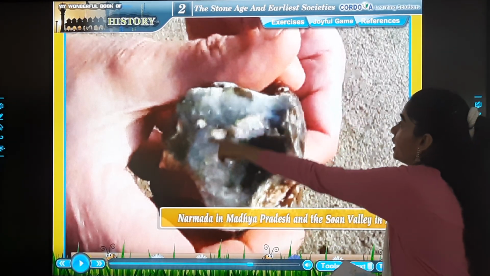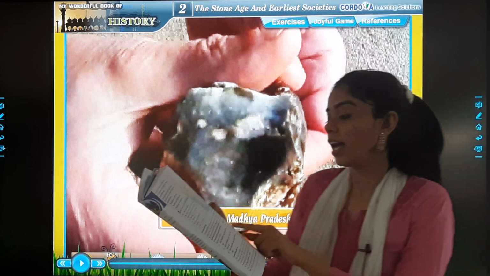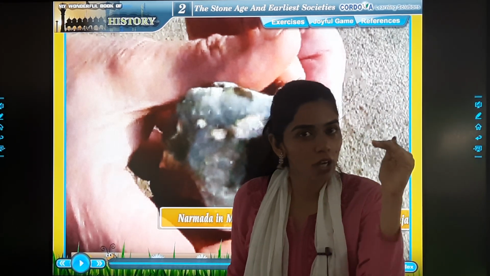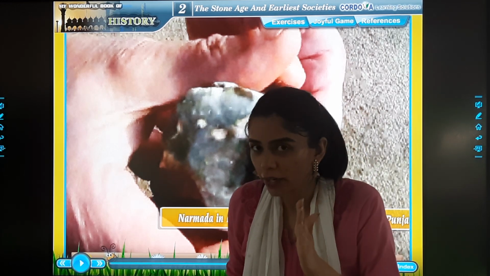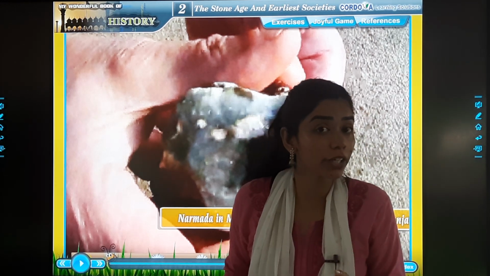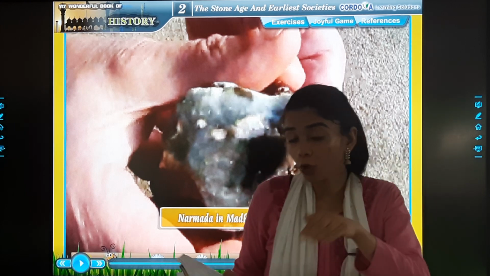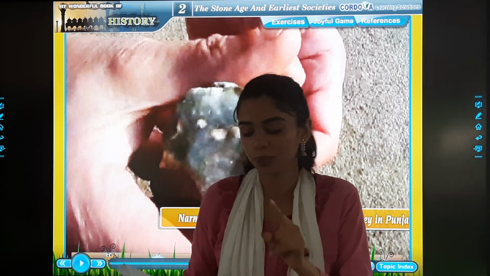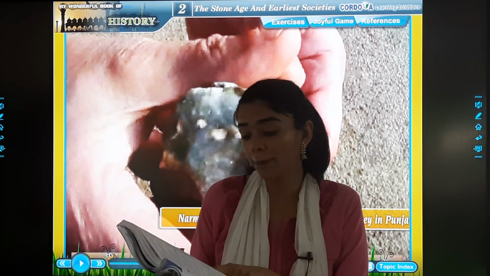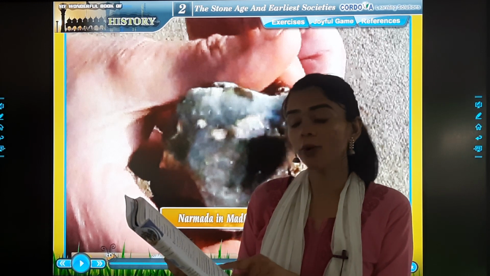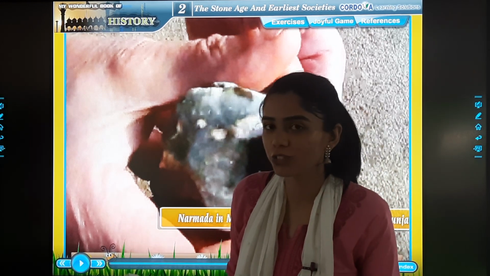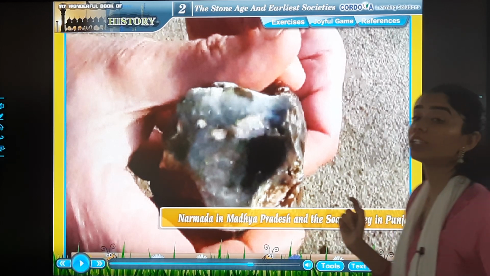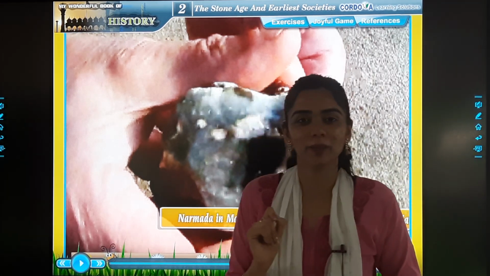You saw? See, this is known as the scrapers, which were made of stone. So what they used to do is carve the stone and make it properly pointed so they could use it for hunting and to remove the skin of animals, and this is how slowly they evolved. So in the Middle Paleolithic Age, what happened? Different types of borers and scrapers made of stones were found in Narmada in Madhya Pradesh and the Son Valley in Punjab.